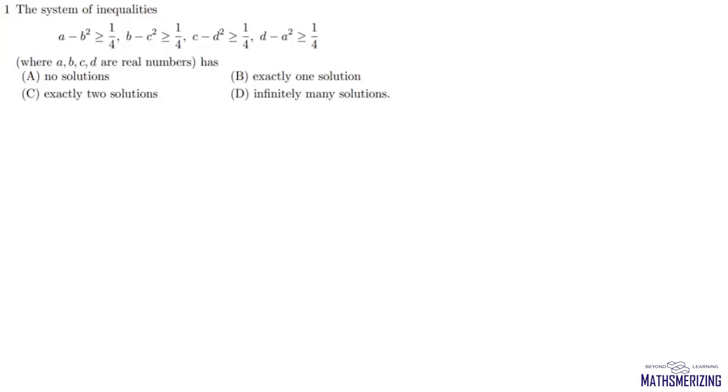Today we'll discuss ISI's 2016 B-Stat B-Math paper, and this paper again has some wonderful questions. Now the first question is, the system of inequalities has how many solutions? So what we'll do is we'll add them all up, and we can write a plus b plus c plus d minus a square minus b square minus c square minus d square. It is greater than or equal to 1.